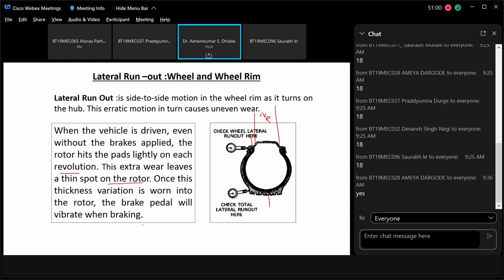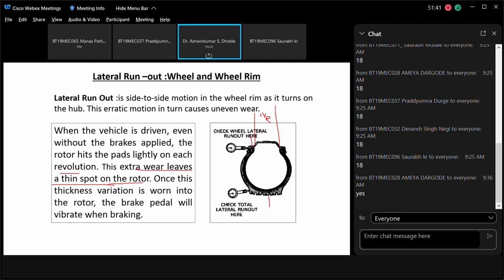Once this thickness variation is worn into the rotor, the brake pedal will vibrate when braking. So please understand that कि जैसे मान लो कि ब्रेक प्लेट जो है, अगर आपका टायर का लैटरल रन आउट है तो it is going to hit at one particular point to the brake pad. As a result there will be some permanent mark at that particular location on the disc of the brake, and whenever you apply the brake you will find that the brake pedal will vibrate when braking. So this is the effect of lateral runout.